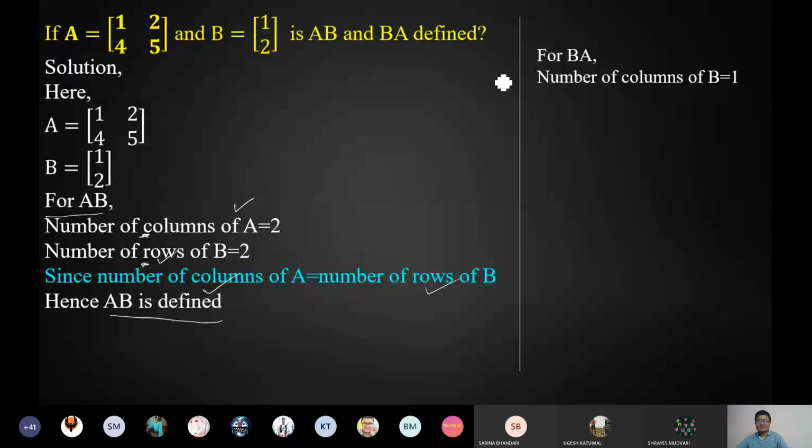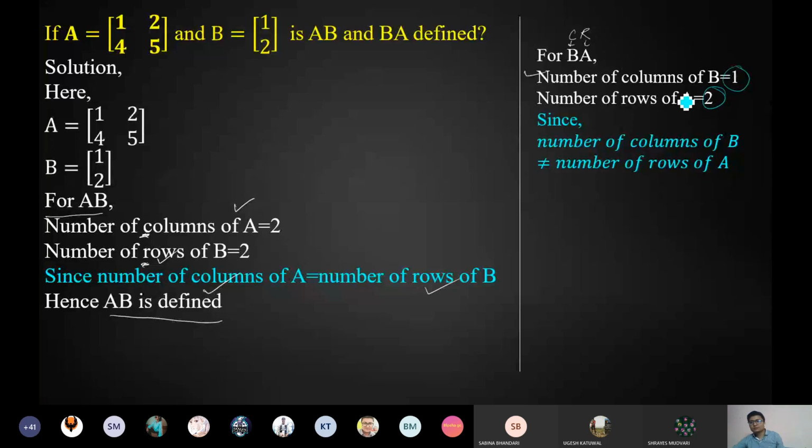See here, the number of columns of B is equal to 1. For BA, we need to check the condition of BA: the columns of B and the number of rows of A. Just find it. Number of columns of matrix B is equal to 1. And the number of rows of A is equal to 2. Are they equal here? They are not equal. These 1 and 2 are not equal. So since the number of columns of B is not equal to the number of rows of A, hence BA is not defined. You cannot find the product of these two matrices.